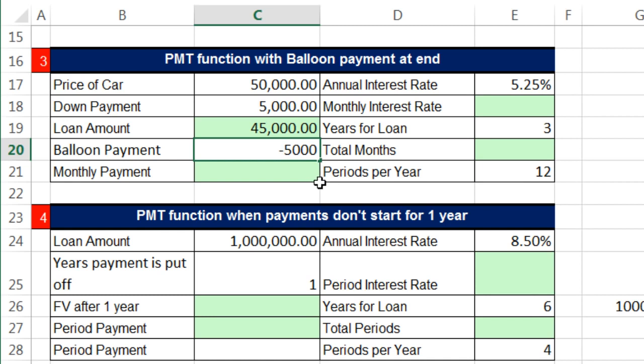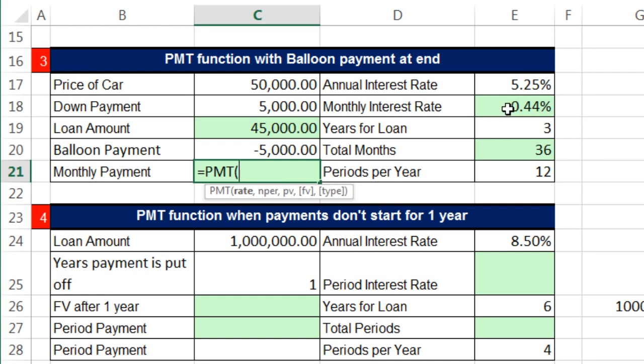That means we're going to be paying off a little bit every month, but at the end of the loan, there's exactly $5,000 we still have to pay. All right, our period rate, which is monthly, is annual rate divided by number of periods per year. Our loan is for 3 years, so here we're going to say equals 3 years times 12 periods per year. And now we can do our monthly payment equals PMT.